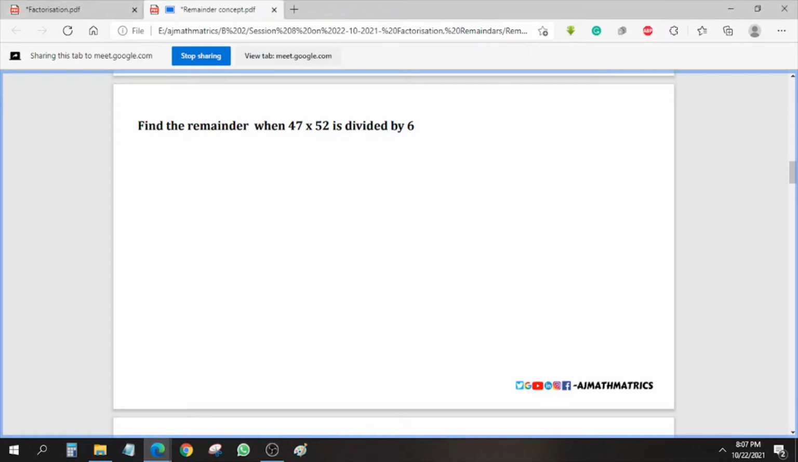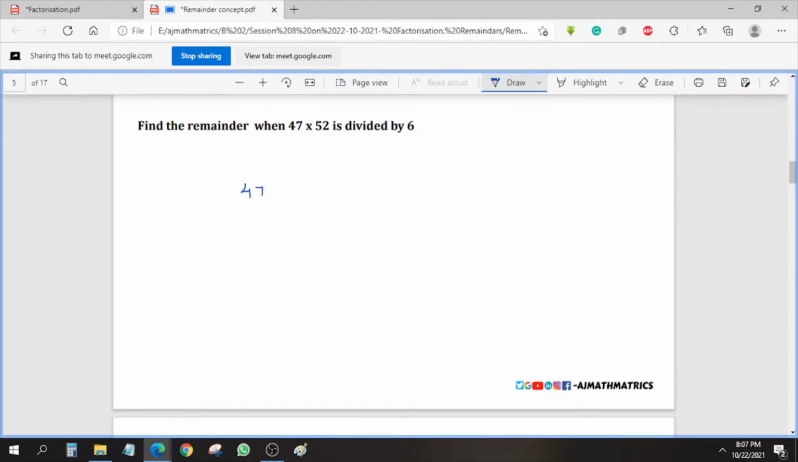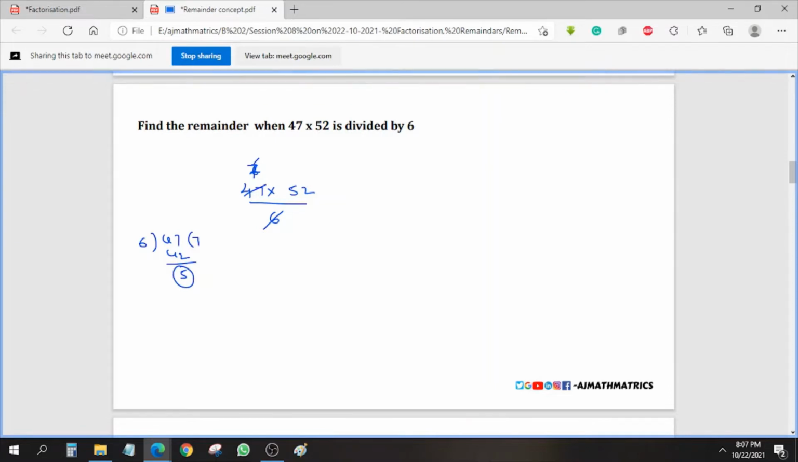If you get this kind of question in the examination, generally we'll do 47 into 52, a 2-digit multiplication, but it is still a time-wasting process. I'll show you how to solve this one. So 47 into 52 divided by 6. 6 sevens are 42, or else you can do it like this. This is for your comfort, guys. Actually, in the examination, you don't need to do it like this. 6 sevens are 42, we are left with 5. So here we get the remainder as 5.